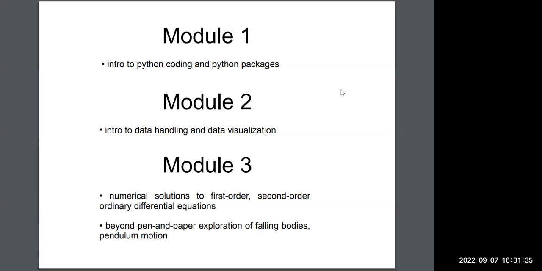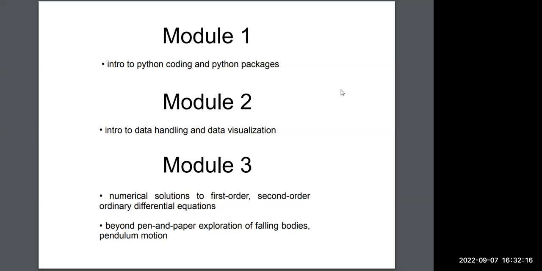This week, we're moving on to the third of our modules, which is a much longer module. We completed that first week where we looked at Python programming, Python packages, and that second week where we looked at data handling, data visualization. Now we're going to look at ordinary differential equations, and numerical methods for solving them. Our focus is going to be first order and second order ordinary differential equations.